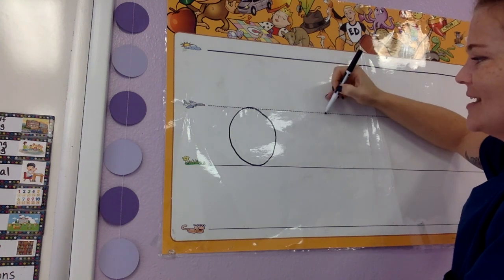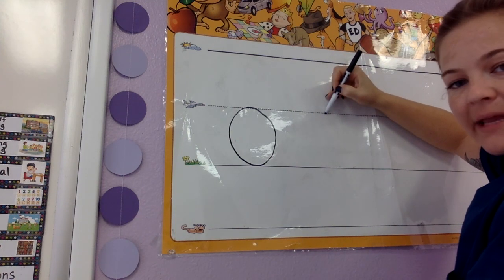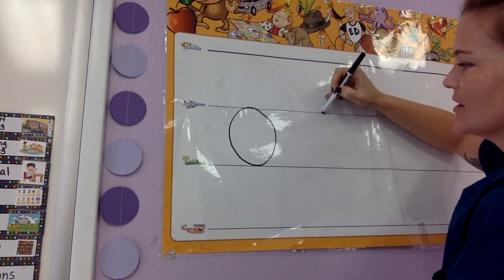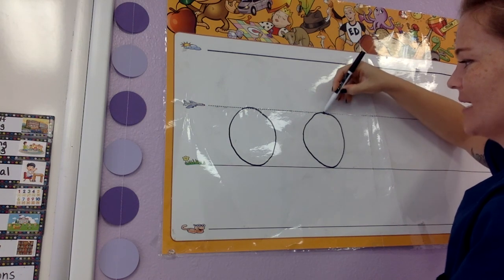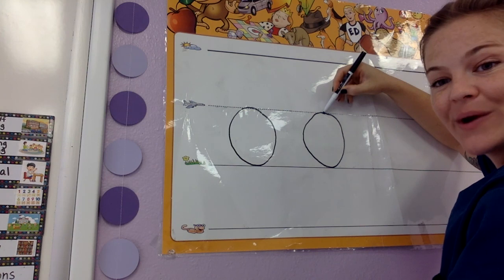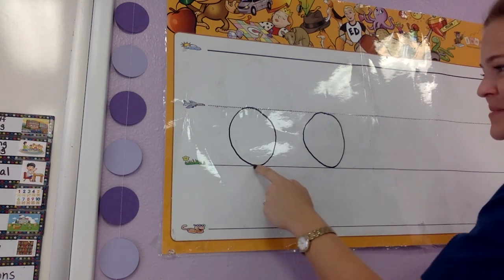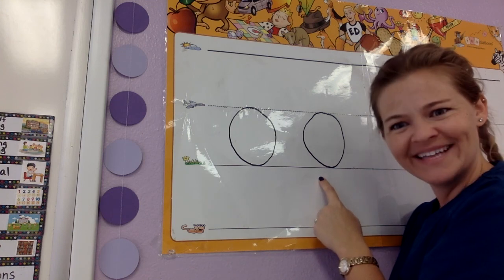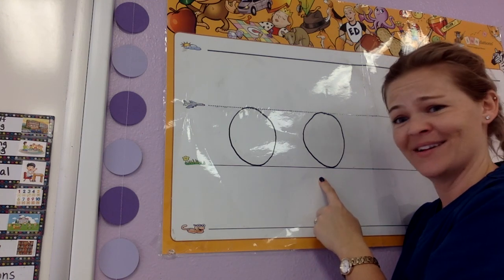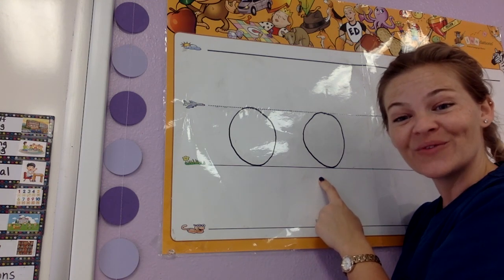All right, let's try it again. Put your marker on the dotted plane line, and we're going to curve down to the grass line and then back up to the plane line. And there is lowercase o. What shape is lowercase o? Is it a triangle? No. Rectangle? No. A square? No. It's the shape of a circle, right?